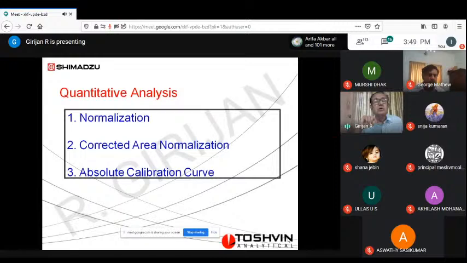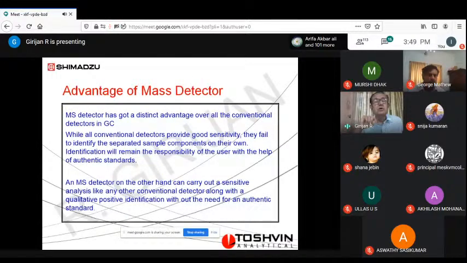Okay. Now we are coming to our today's main topic of advantage of a mass detector. Now we have seen different types of detectors. We have seen ECD, FTD, FPD, FID. And when we even talk about those selective detectors, they are all collectively called conventional detectors. And all those conventional detectors are very powerful. Sensitivity, no issue. They are all very sensitive, very, very powerful detectors.